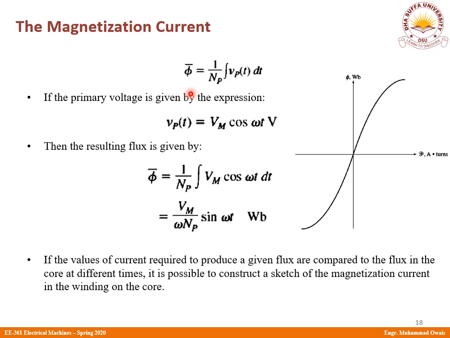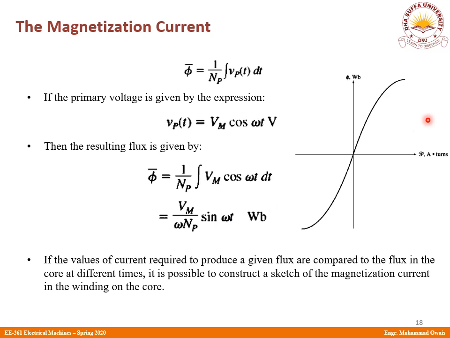Now, if the primary voltage, the alternating voltage, is represented by this relationship, Vp is equal to Vm cos omega t, you can see this is an alternating voltage, an AC. Using the above relationship, we can simply find out the value of the flux as well. If we replace this voltage into the previous equation, we shall have the relationship for our flux. After simply integrating, we have found the value of the flux: it is sine omega t. You can see that the voltage and flux are out of phase, with a phase difference of 90 degrees.